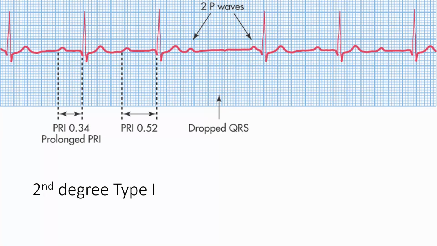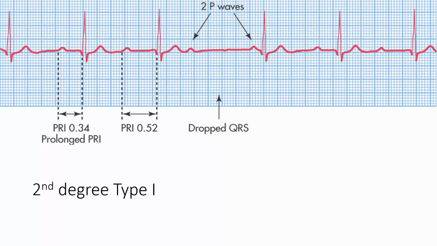So here's a great example of a second degree type 1. Let's do our 5-step analysis here, because I always like to go over those. The first thing you're going to look at, your rate is going to vary. I can't give you a rate, guys, and the reason is because it depends on the number of dropped QRS complexes as far as what the overall ventricular rate is going to be. So the rate's going to vary when you're looking at this type of block.